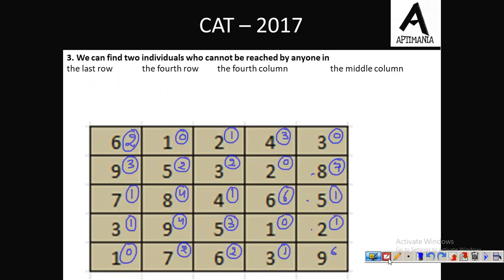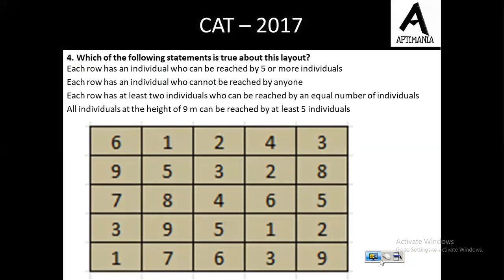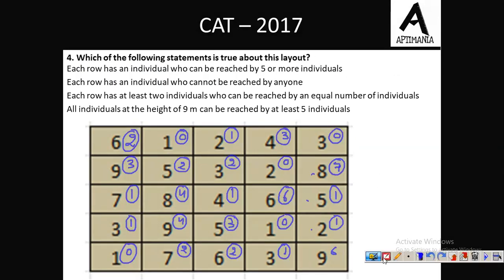Now let's move to the last question of this set. The last question is, which of the following statements is true about this layout? Each row has an individual who can be reached by 5 or more individuals. Each row. Now in the first row we don't have any number which can be reached by 5 or more individuals. So the first option is wrong. Each row has an individual who cannot be reached by anyone. So each row has a 0. Here 0 is available, here 0 is available, here we don't have any 0. So this is also a wrong option.